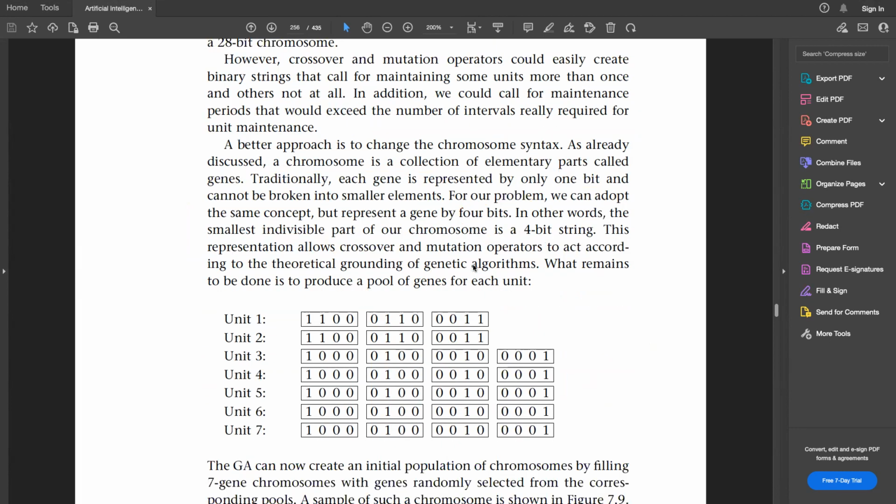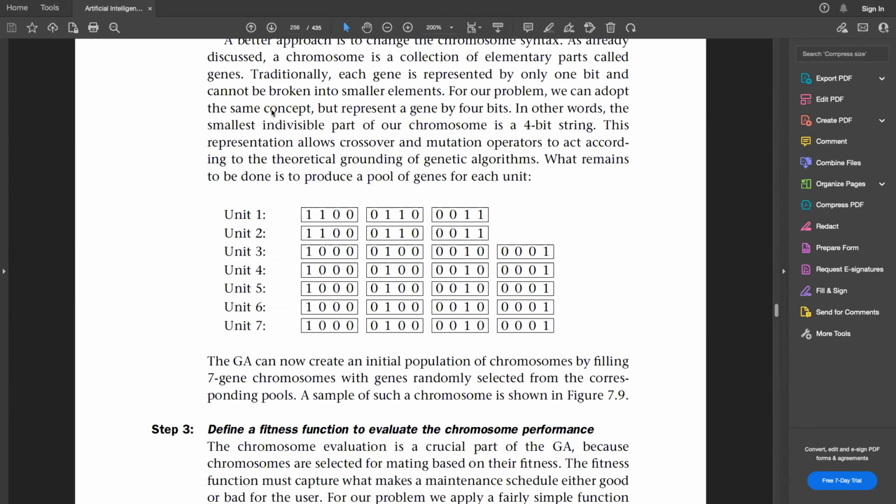So in this case, for unit 1, which requires 2 maintenance intervals, we say that we can either maintain it in the first and second interval, or in the second and third interval, or in the third and fourth interval. Okay, the rest we give the value 0. We give 0 where it is not being maintained. So these are the genes for unit 1.